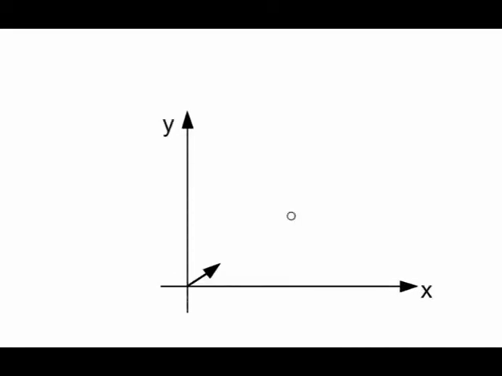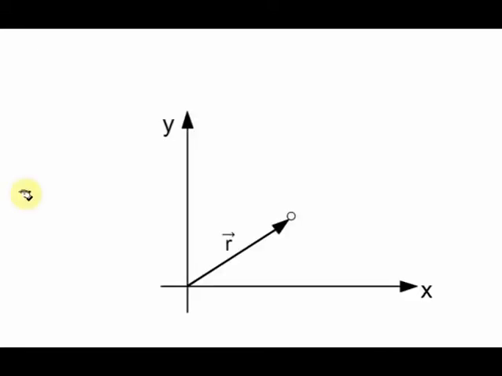So as you can see in this animation, x and y axis is our frame of reference. This is the origin of our frame of reference. This is our particle. So the position vector of this particle would be a vector which has its tail at the origin and its head at the particle itself, and we represent this vector by r. So this is all about position vector.